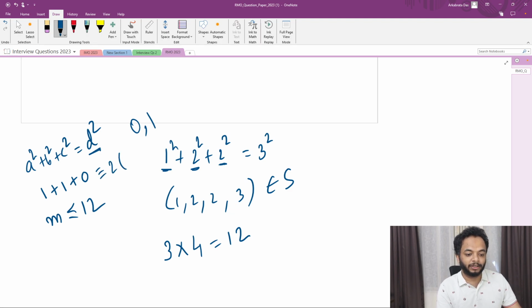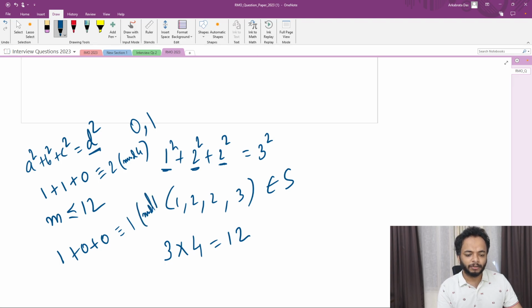So again this will be converted to 2 modulo 4. Again, no perfect square when divided by 4 would give a remainder of 2. So this case is not possible. So 3 cannot be odd, 2 cannot be odd. That means at most 1 can be odd. So one of them is odd, and the other 2 will be even. Even square will be congruent to 0, and that will give us that d is also odd.